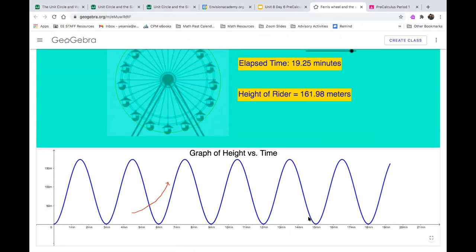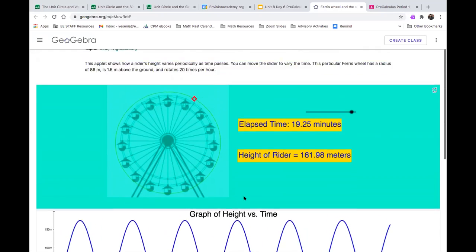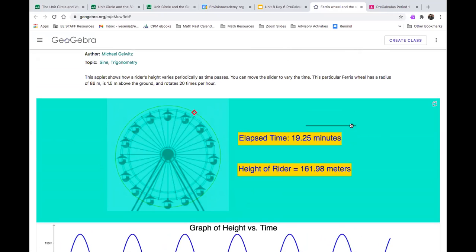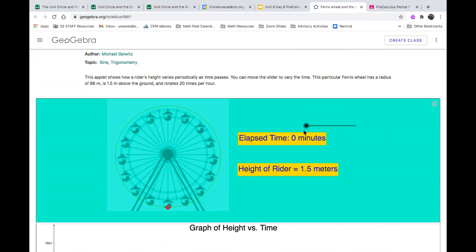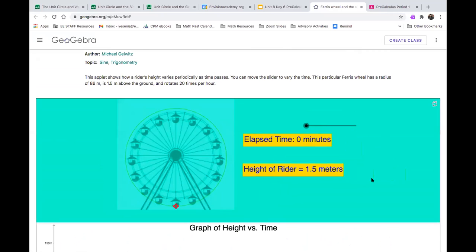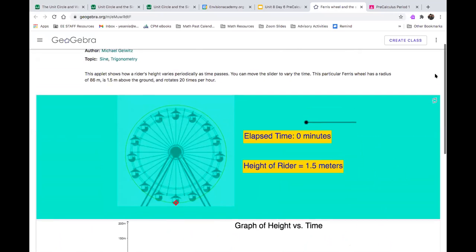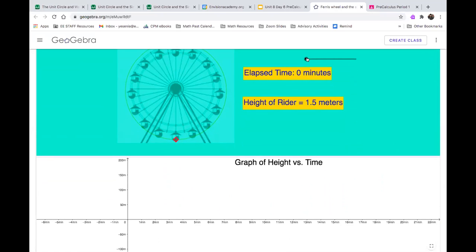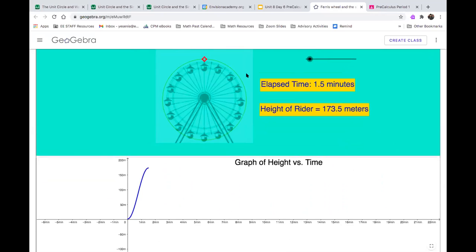Let me just clear my drawing and go back here. You start at 0 minutes here. As I increase my minutes, me as the rider, I'm going up to the very top of the Ferris wheel. See, that's a maximum. Then this moves really quick. Then I go back down, minimum.